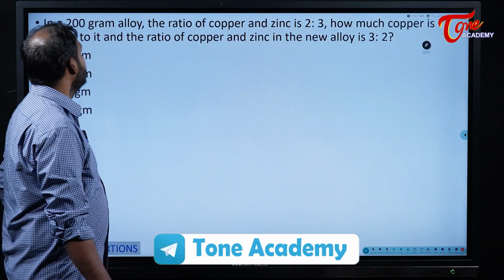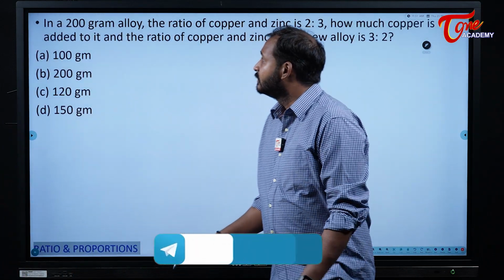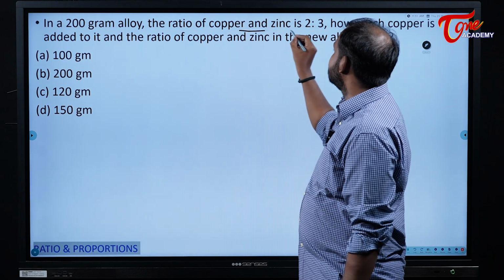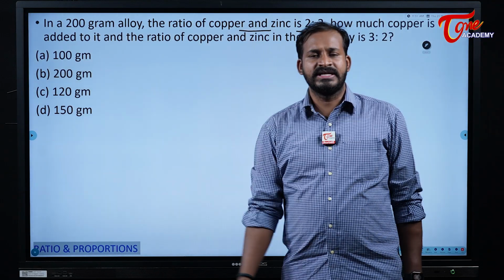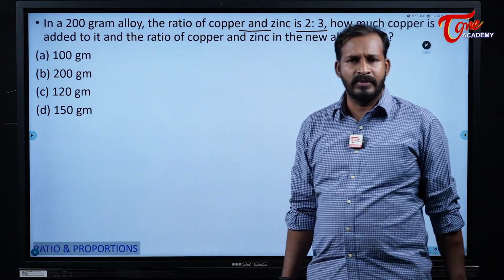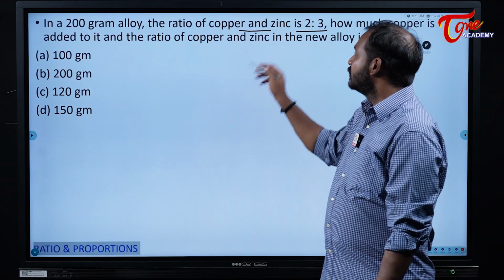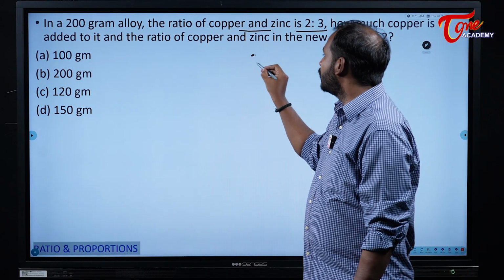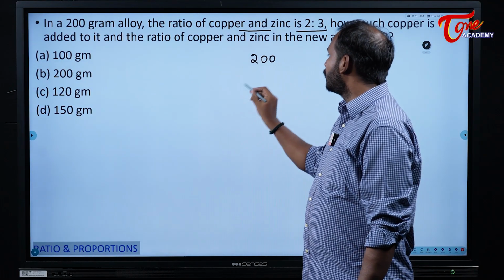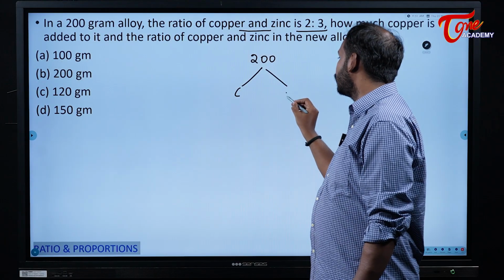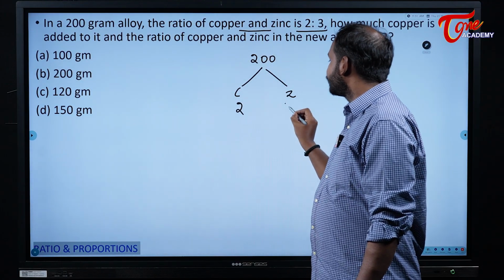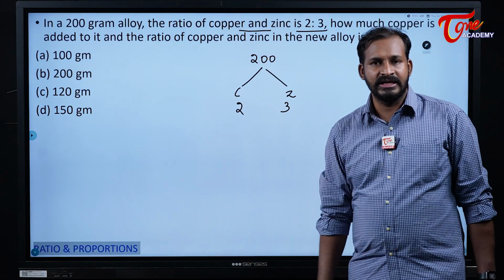Now, see here, in 200 grams of alloy, the ratio of copper and zinc is 2:3. Generally, alloy means what? A mixture of two or more metals, we call it an alloy. So, copper and zinc are in what ratio? In 200 grams, copper and zinc are in the ratio of 2:3.